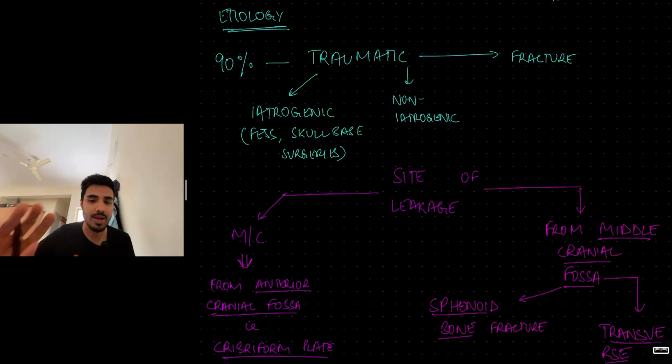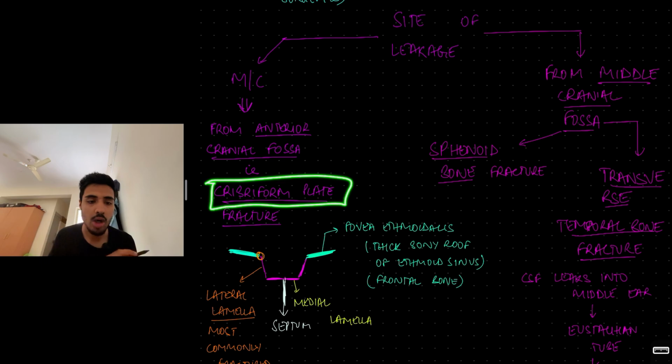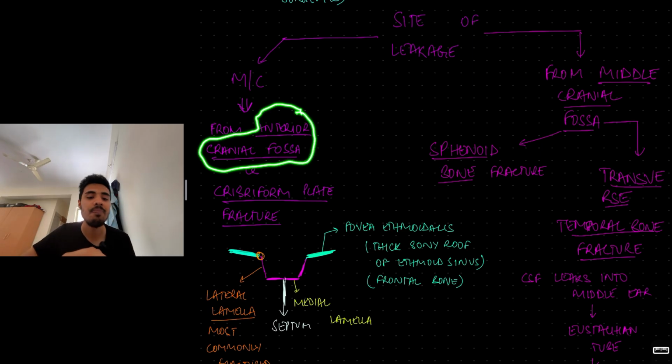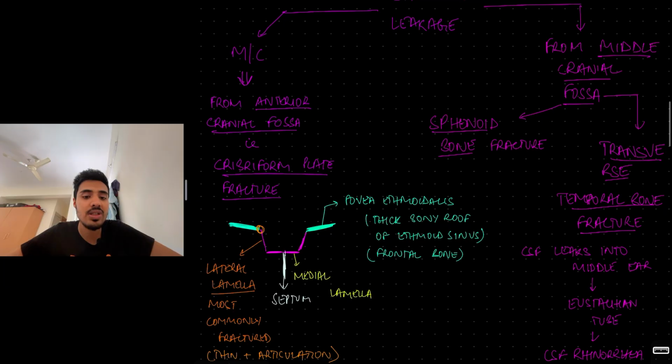Where? Let's look at the sites of the CSF leakage. The most common site is the thinnest part of the skull base, that is the cribriform plate. The most common cause is cribriform plate fracture. That is where the CSF leaks from the anterior cranial fossa. So anterior cranial fossa leak is because of cribriform plate fracture, which is the most common cause.